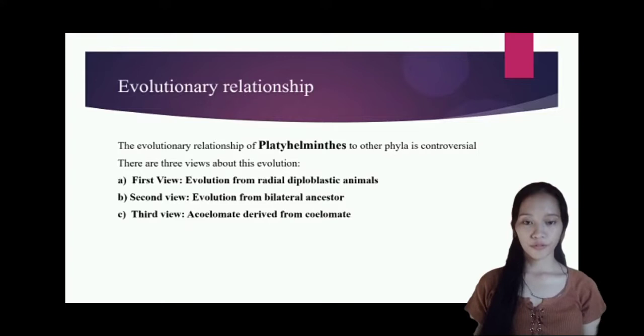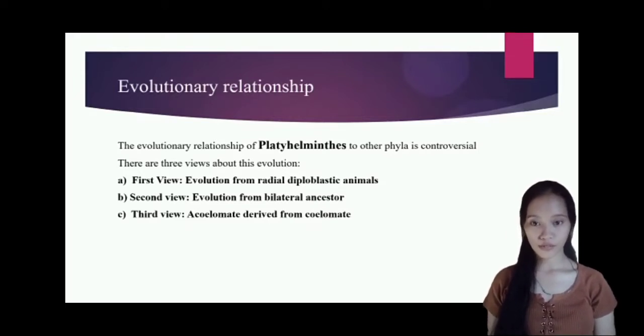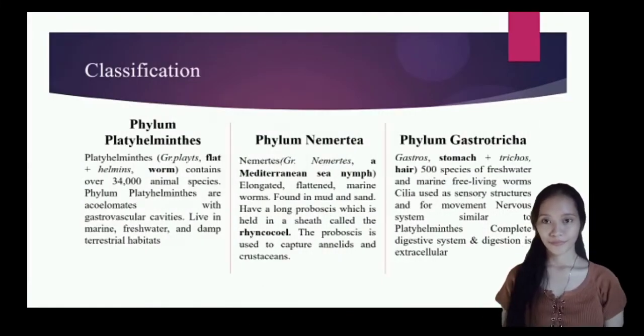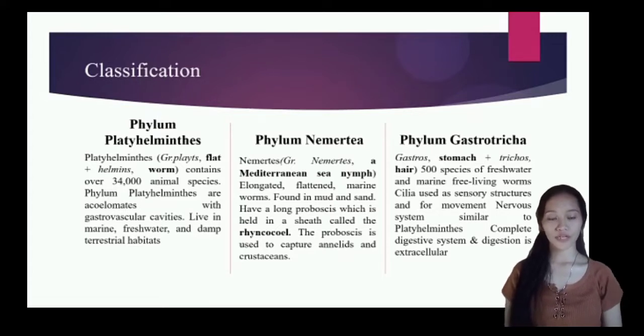Evolutionary relationship. First view, evolution from radial diploblastic animals. Second view, evolution from a bilateral ancestor. Third view, acoelomates derived from coelomates. Classification. Phylum Platyhelminthes contains over 34,000 animal species. Phylum Platyhelminthes are acoelomate with gastrovascular cavities, living in marine, freshwater, and damp terrestrial habitats.